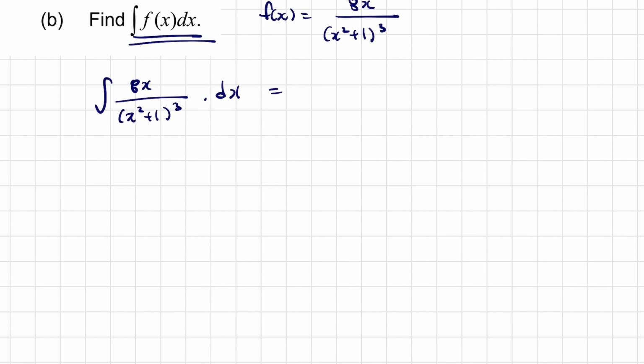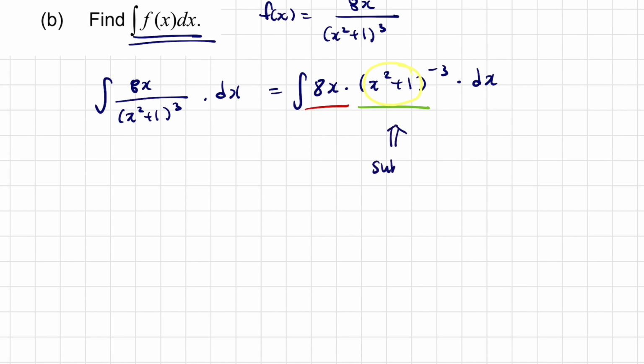Let's try to get rid of the fraction. So 8x times (x squared plus 1) to the power of negative 3 times dx. Then you can see that this is a function times a function, and the other function has another function inside. So this means we have to use substitution.